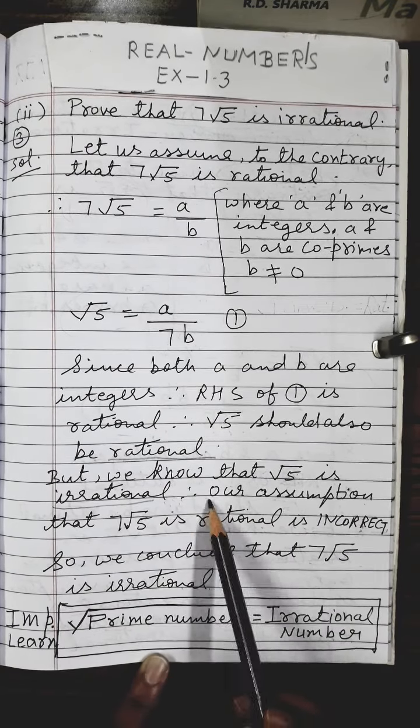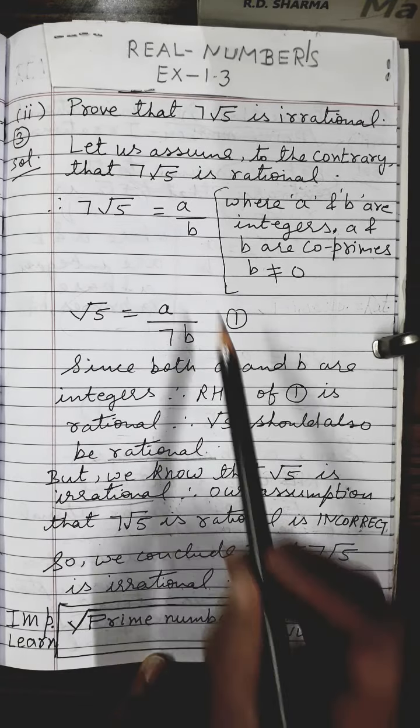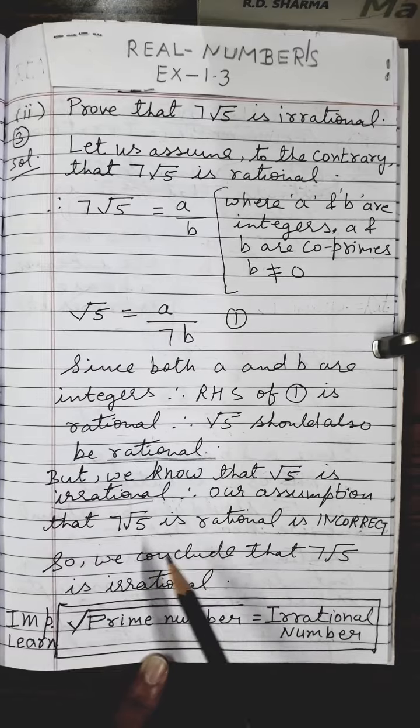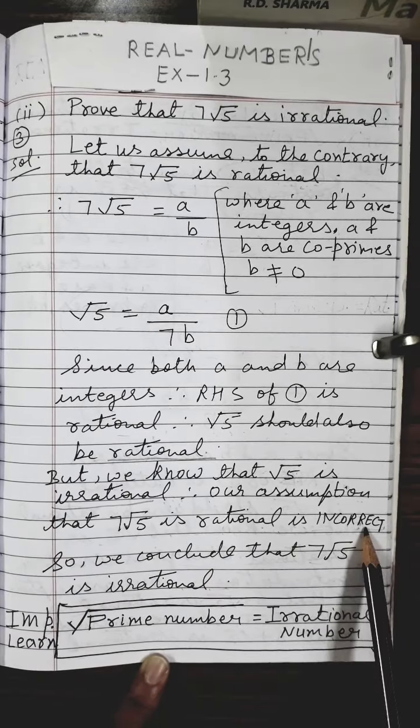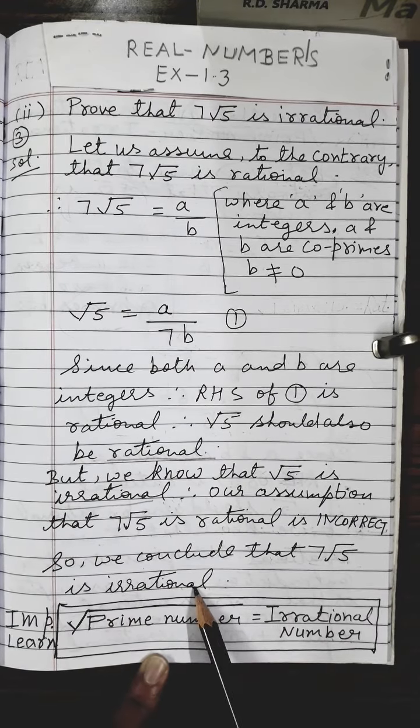So it means therefore our assumption that 7 root 5 is rational, what we have assumed in the beginning, is incorrect. So if our assumption is incorrect, it means we conclude that 7 root 5 is irrational.